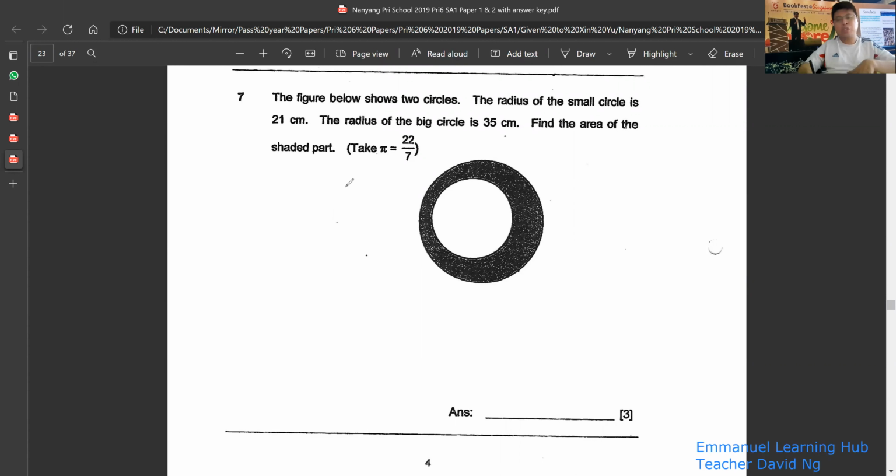Okay, the figure below shows 2 circles. A big circle and a smaller circle. Now they tell you the pi is 22/7. They also give you the radius of the small circle. If they give you radius, it means they also give you diameter, right? Okay, diameter is 42. Radius of big circle, 35. So the diameter is 70.